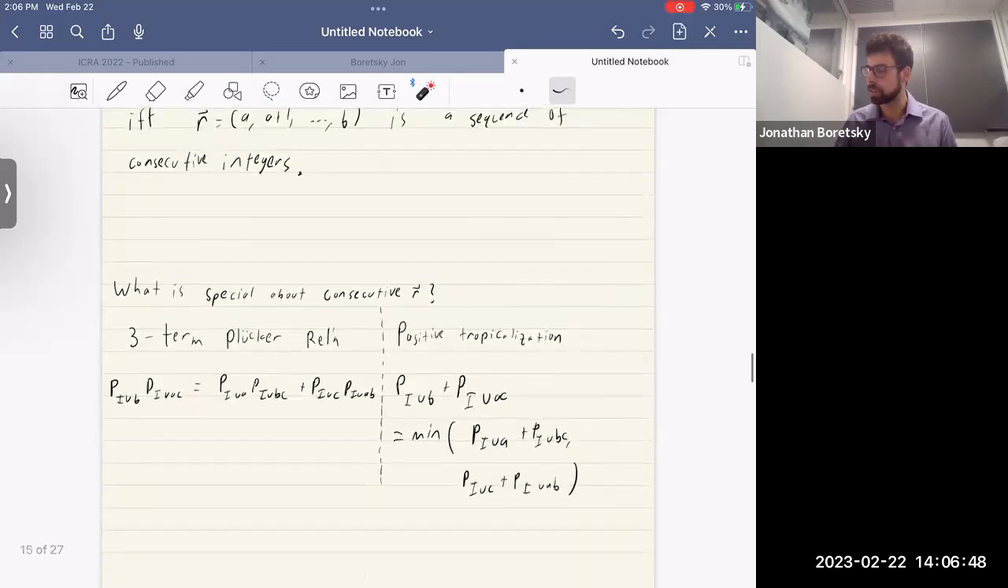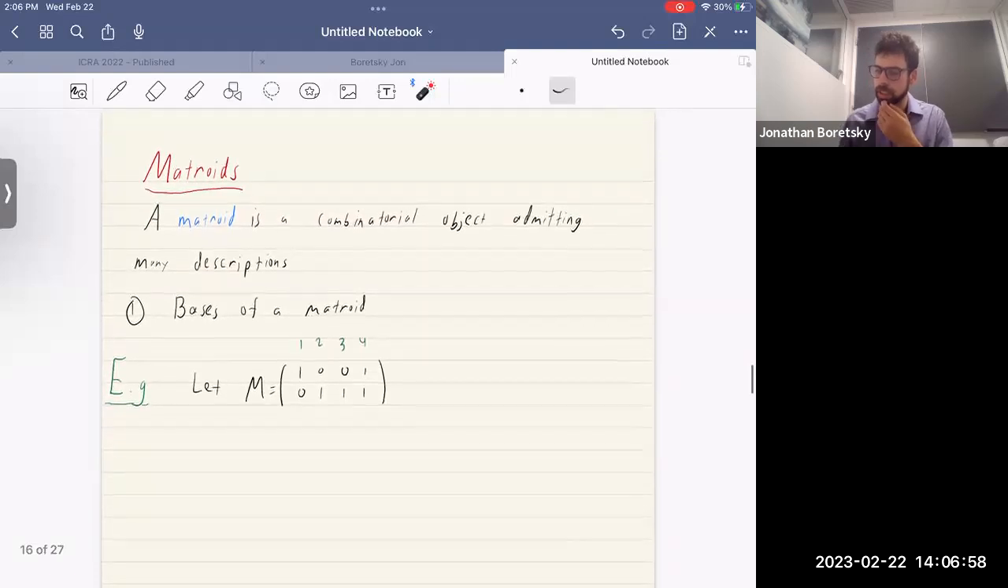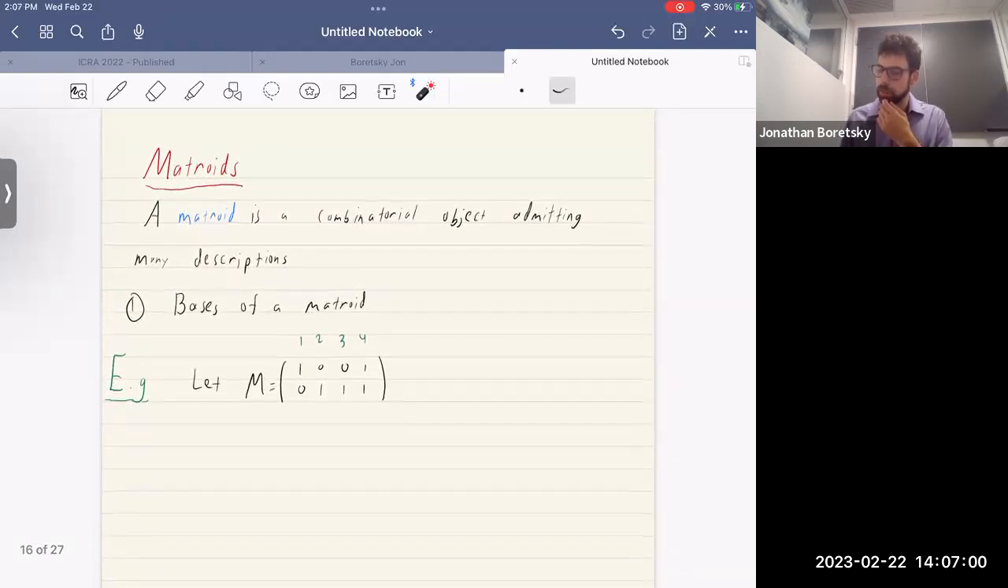Okay, so that was the first big result I wanted to show you, but now I want to really dive into the non-negative flag Dressian and tell you a little bit more about it. And to do that, I'm going to have to introduce a few concepts. The first is the concept of a matroid. And a matroid is a combinatorial object which has many descriptions. I'm going to focus on two descriptions that are particularly interesting to me.